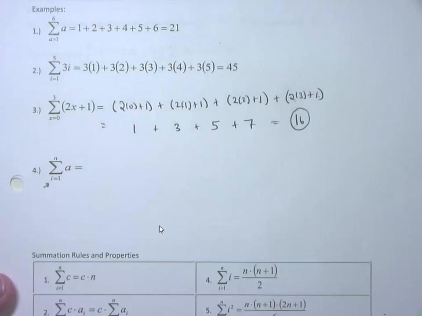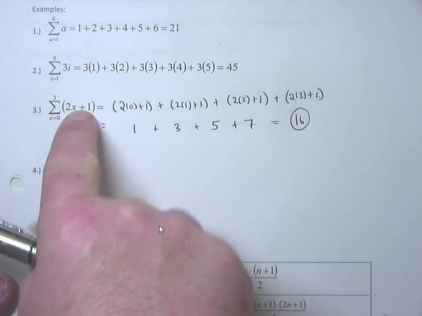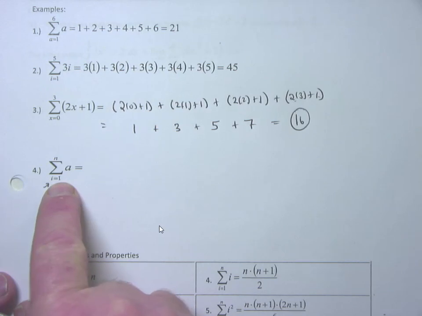It's i, but there is no i in this problem. See, in this problem the index is x, and there are x's in the function. In the earlier one, the index was i and the i was in the function. In this one the index is i, but there's no i in the function.